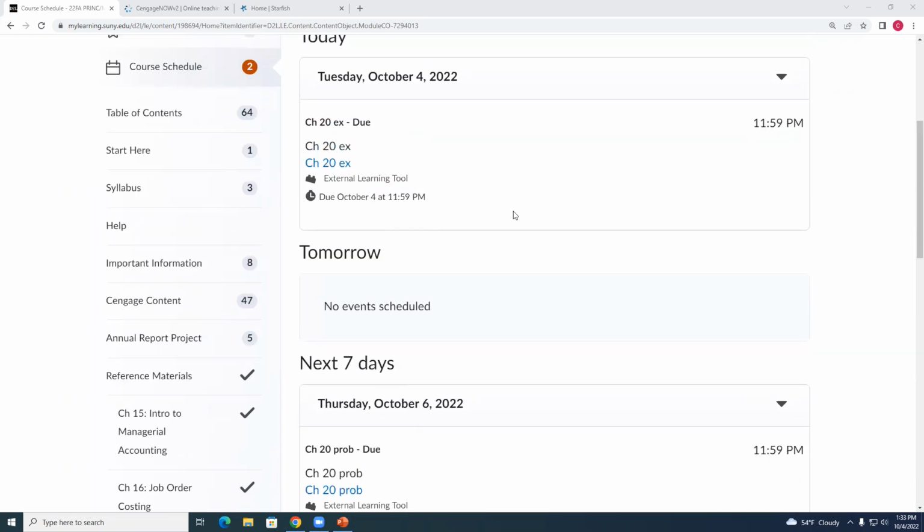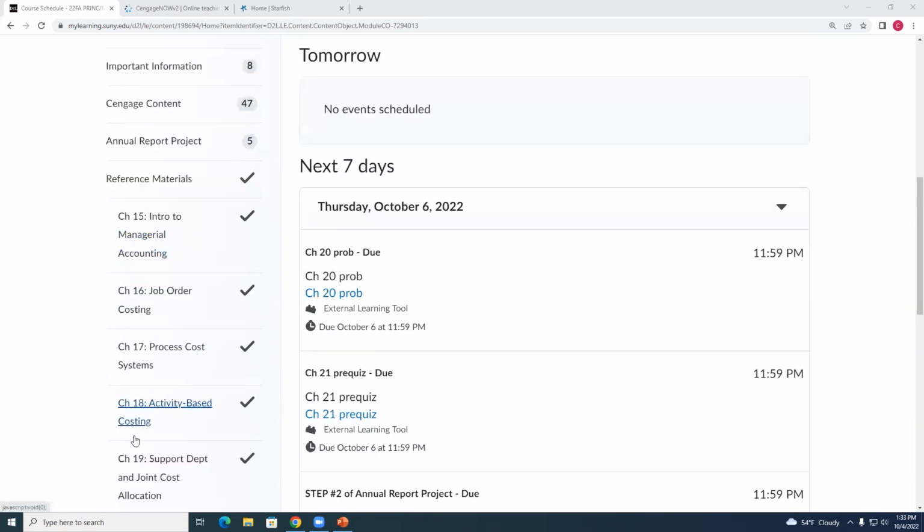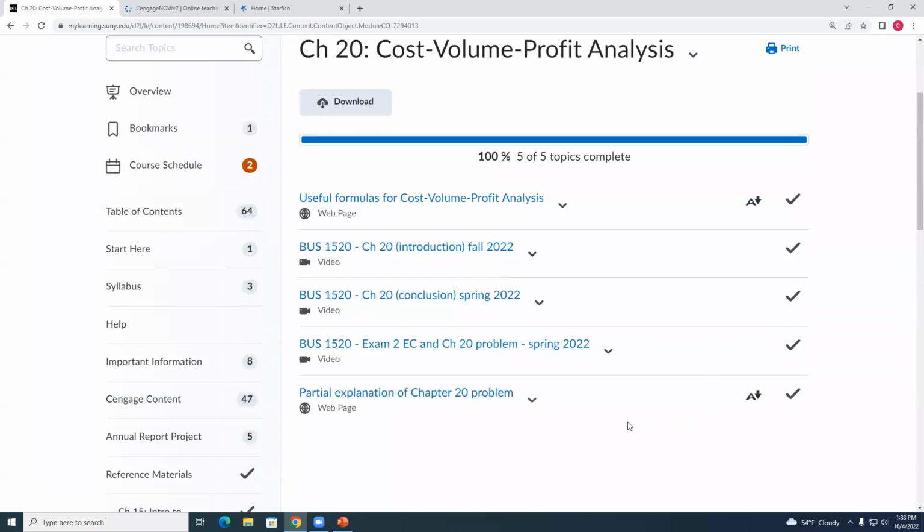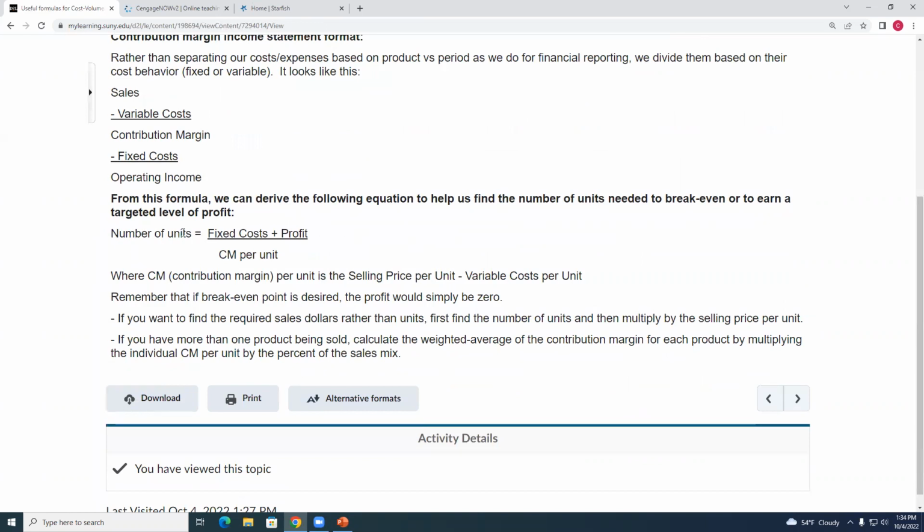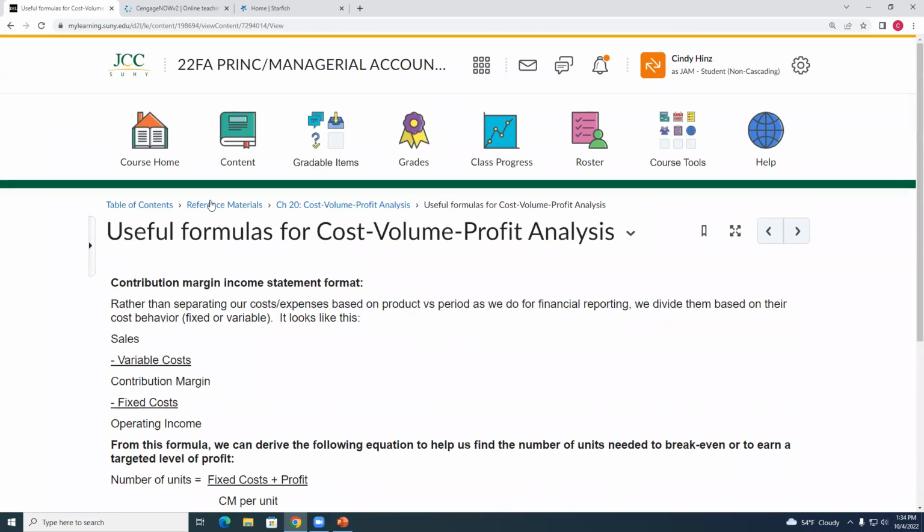Last class, we started chapter 20. So I want to remind you about the reference materials in Brightspace. The chapter 20 folder has a few, in addition to the video links that are always going to be there, there are a couple extra items here. We may have looked at all of these last class, but just a reminder that there is that page of useful formulas. We'll be moving on with that second formula right here, how to calculate the number of units. So we'll be using that today in class. You want to make sure you have access to that in your notes or here in the reference materials.